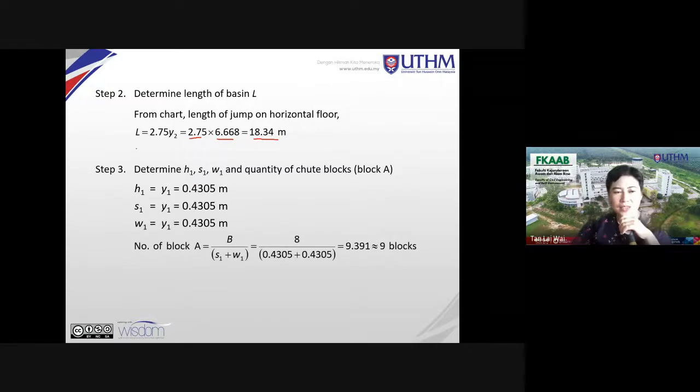And then determine H1, S1, W1. Okay, so you can determine quantity for block A. Now, H1 is equal to Y1. Y1 you have already found, which is 0.4305. Now, I don't mind if you write H1 equals to S. Okay, sorry. Let me.